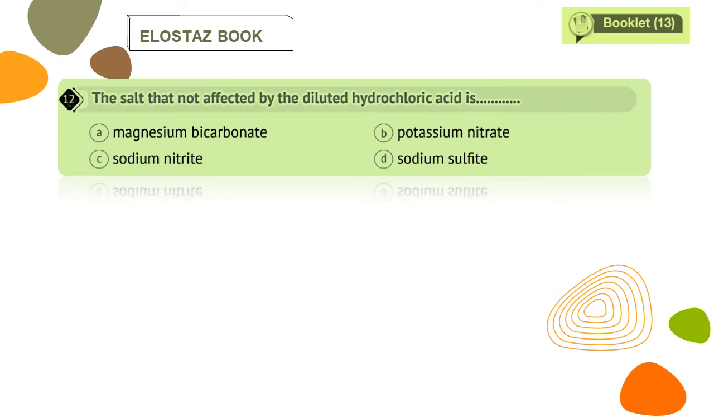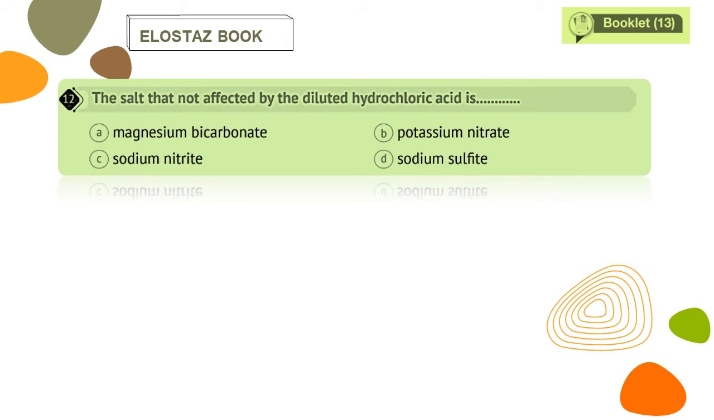It will be less stable than the potassium nitrate, as it will be removed by the effect of, or affected by, hydrochloric acid. We have the last one here, sodium sulfite, and it will also be affected by the diluted hydrochloric acid, which will remove it from its salt, giving the smell of spoiled egg.